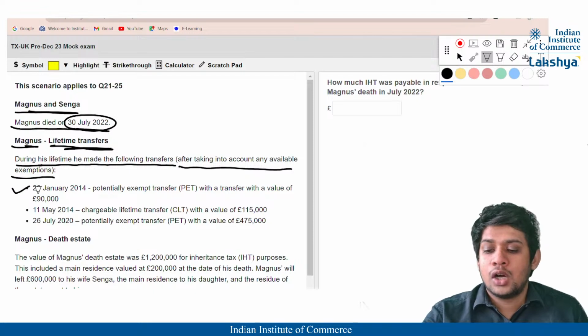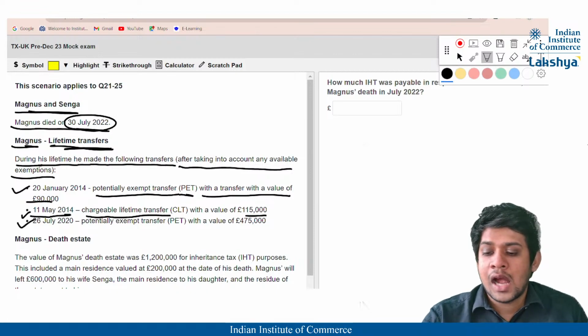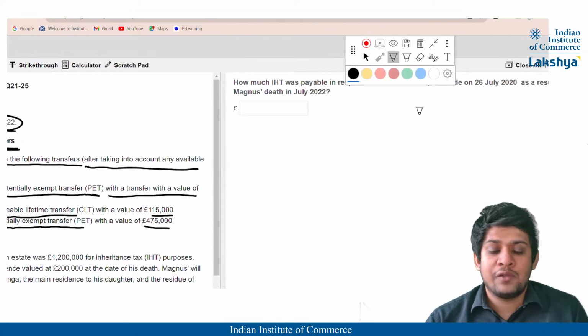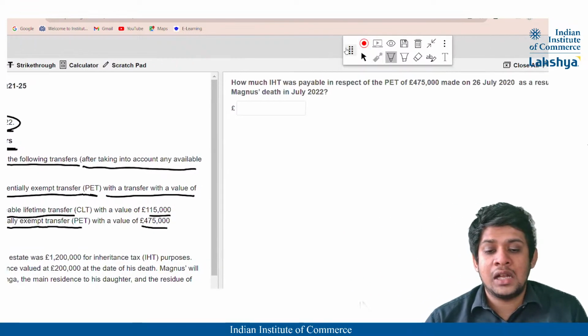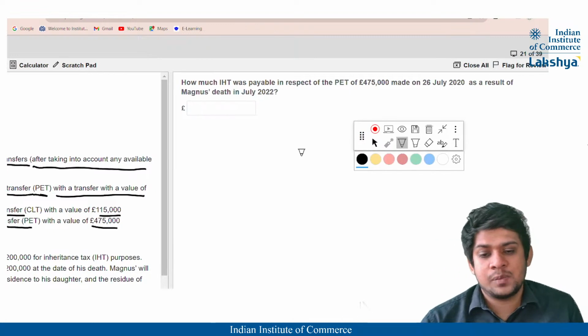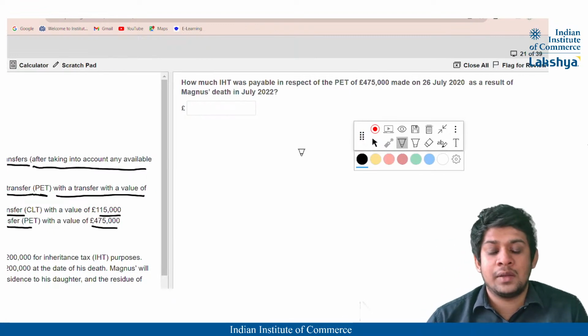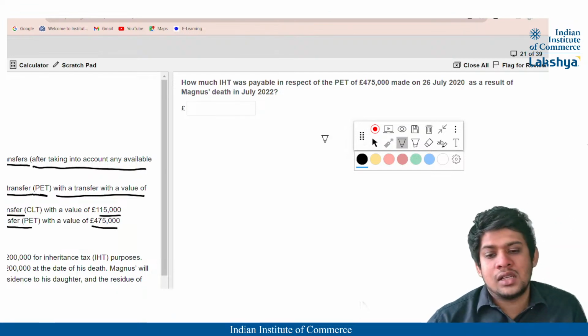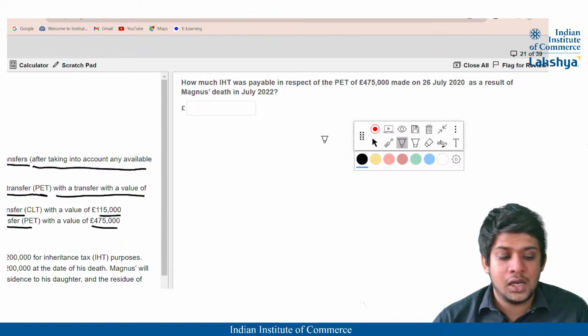On 20th January 2014, potentially exempt transfers, PETs, with a transfer value of 90,000. On 11th May 2014, chargeable lifetime transfers of 1,15,000, and on 26th July 2020, potentially exempt transfers of 4,75,000. So you have to tell them how much IHT is payable in respect of the PET of 4,75,000 pounds transferred on 26 July 2020 as a result of Magnus's death in July 2022.